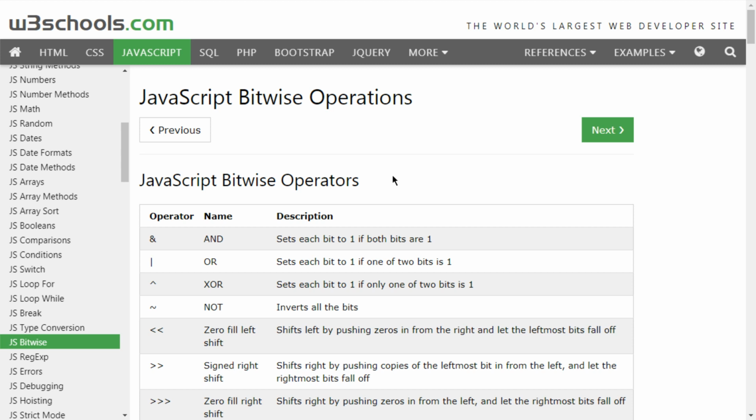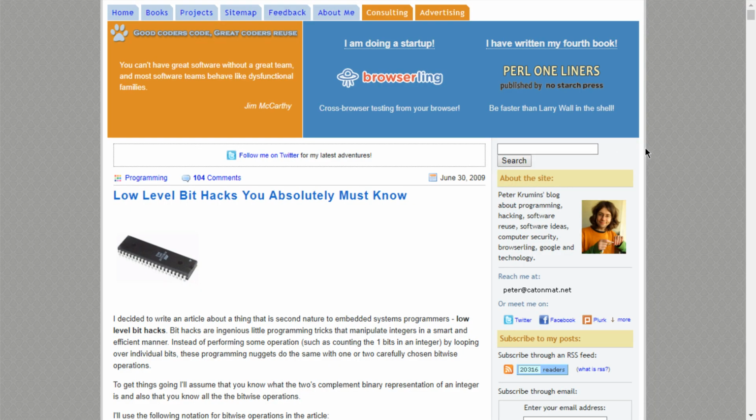It sort of got me curious. I was thinking, is there like a list of these things? Is there like a playbook for these bitwise operator hacks? I didn't exactly find that, but I did a little Google search and I found this page.